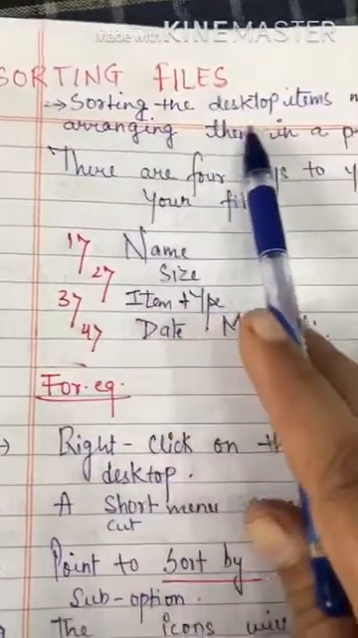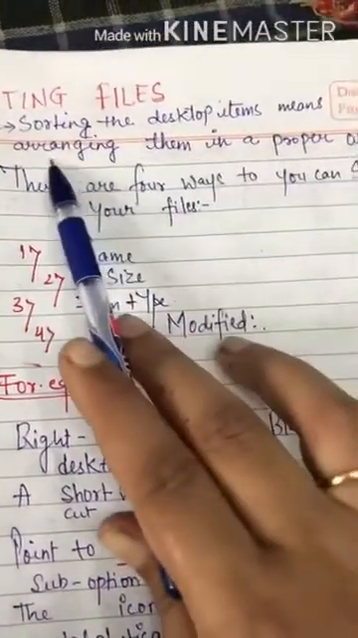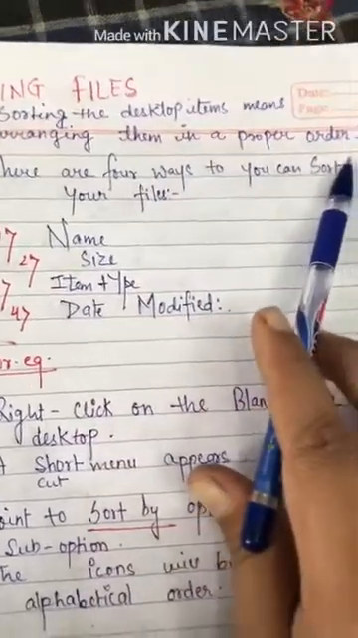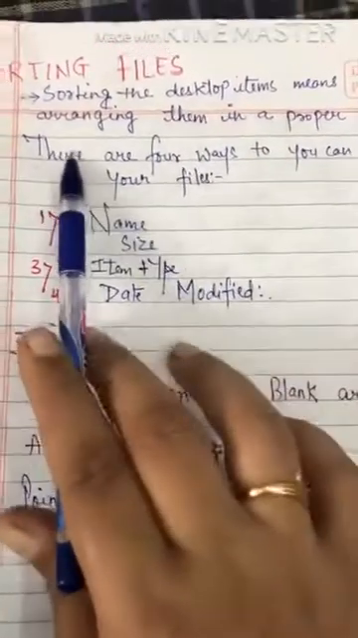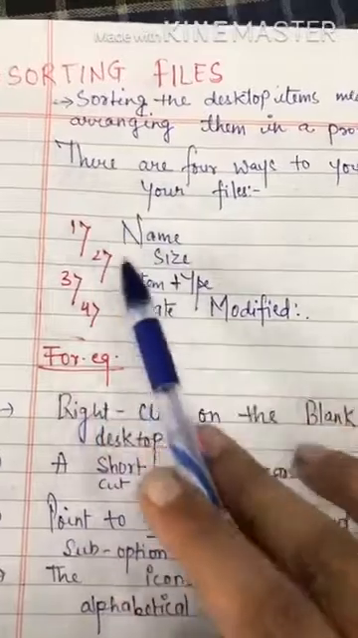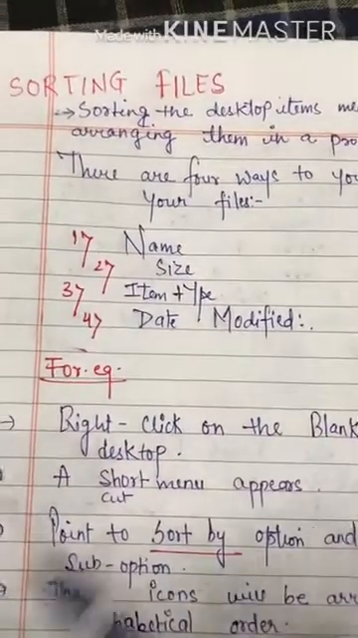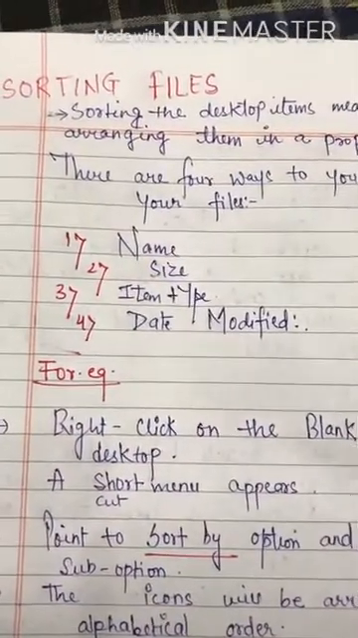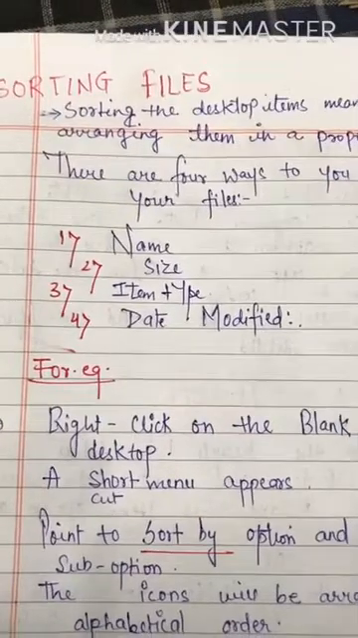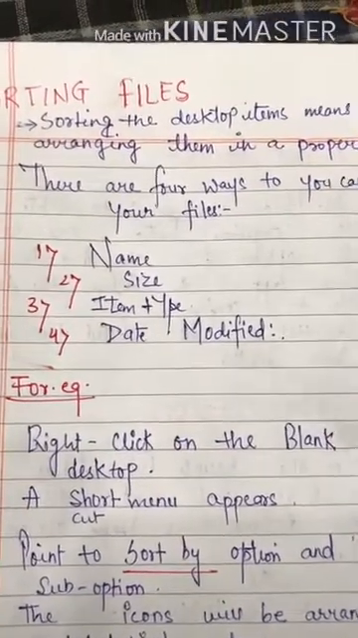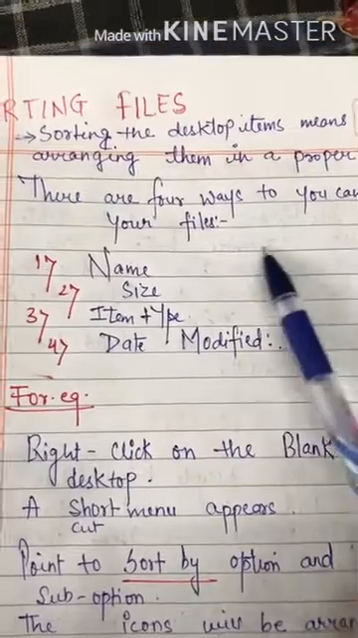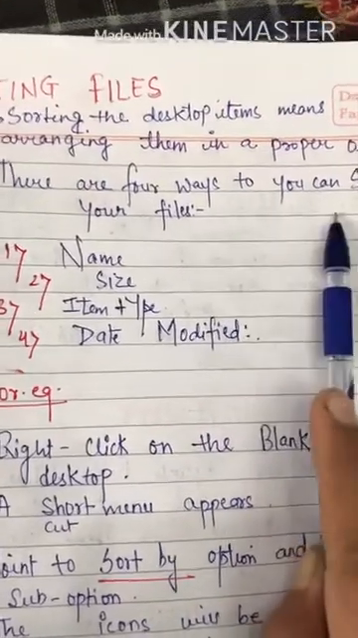Okay, now children, today's third topic is sorting of files. Sorting means arranging the desktop items in a proper order. Windows lets you sort the files by name, size, item type and date modified. So children, sorting helps us in easy retrieval of the required files.